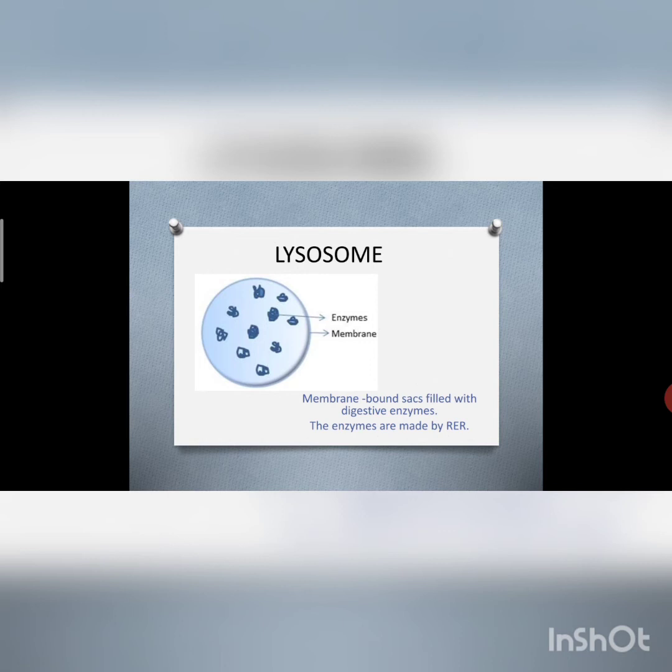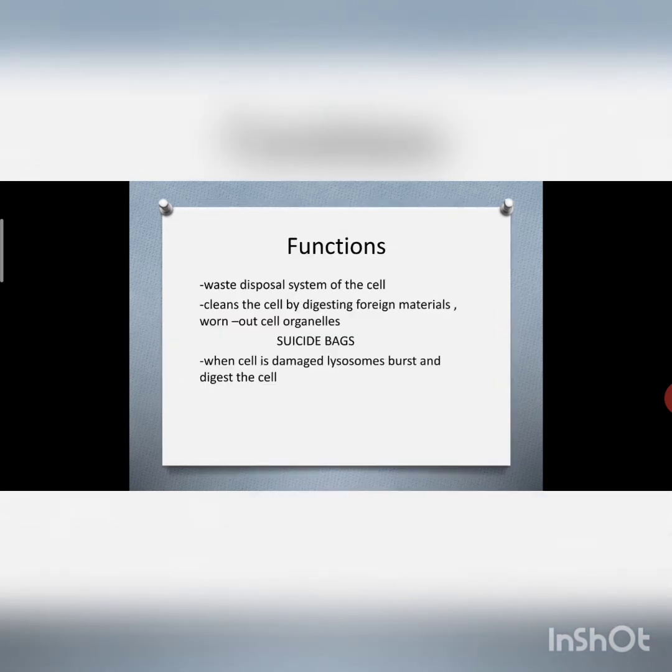Now they are a kind of waste disposal system, that is, they help in cleaning the cell of waste materials. If there are any damaged or worn out cell organelles, or any foreign material enters the cell, the lysosome will capture it and digest it. It will break the complex substances into simpler substances. So it acts as the waste disposal system, cleaning the cell by digesting the foreign materials or the worn out cell organelles.